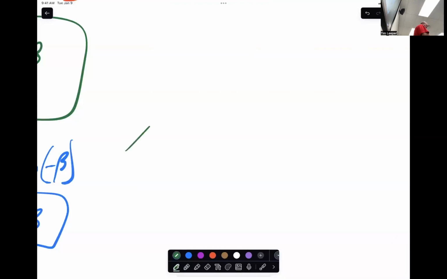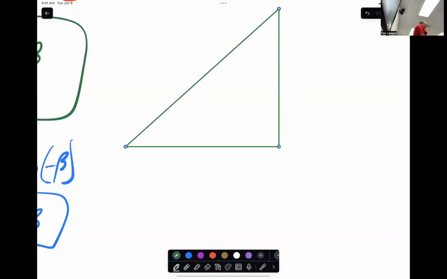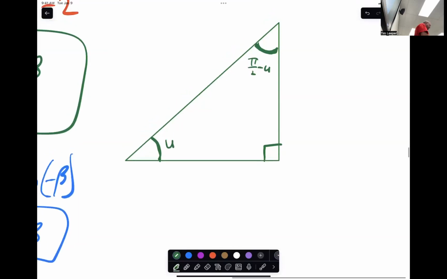This is just the page I used to prove the cosine of a difference and the cosine of a sum. Just draw a triangle anywhere. On this triangle, this is a right triangle. I'm going to let this angle here be U. And so this angle up here would have to be pi over 2 minus U. Okay, so I'm going to let this be X, this be Y, and this will be Z. Z is the hypotenuse.